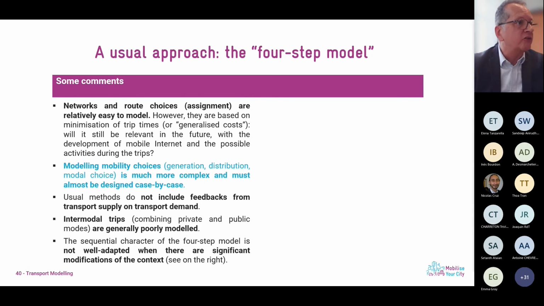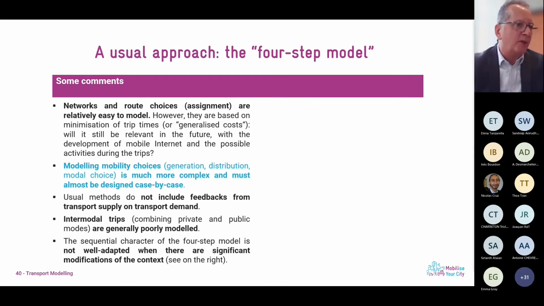But modeling mobility choices, so the first three steps, generation, distribution, modal choice, is much more complex and must almost be designed case by case. And for that, again, the software gives tools, but you need to construct your model yourself. Usual methods do not include feedbacks between transport supply and transport demand. It is clear that even the generation, the mobility of people, depends on the transport networks. If the transport network is bad, people will move less. And this feedback is generally not included in models.